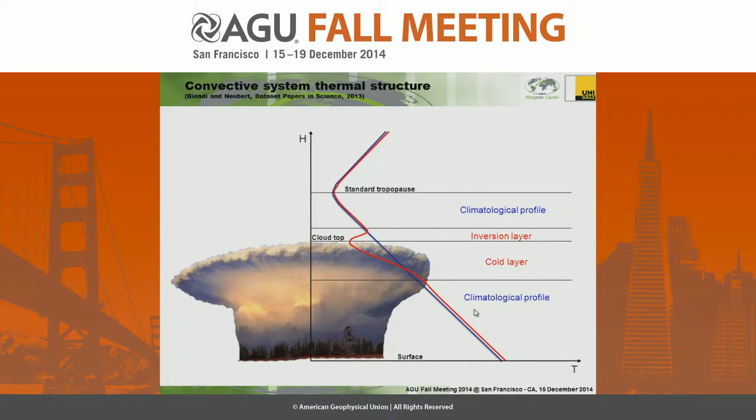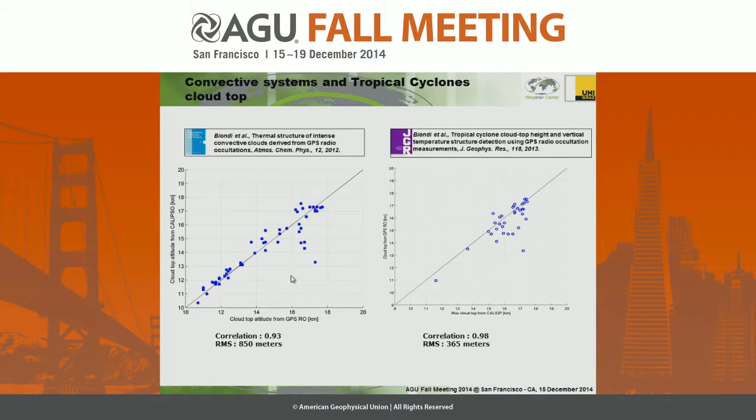And with the same technique, we have also analyzed the thermal structure of the convective systems, and this is what we got analyzing a few hundred convective systems' temperature profiles. Then comparing the cloud top altitude from GPS radio occultations, according to the technique that I explained before with the bending angle anomaly, to the cloud top from Calypso for between 50 and 60 convective systems, we got this scatter plot, and we had a correlation of 0.93 and root mean square error of about 100 meters.